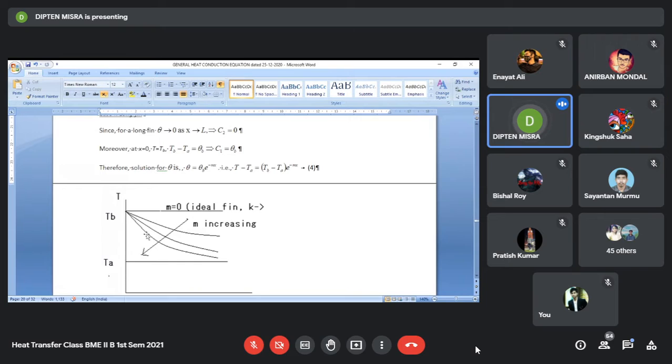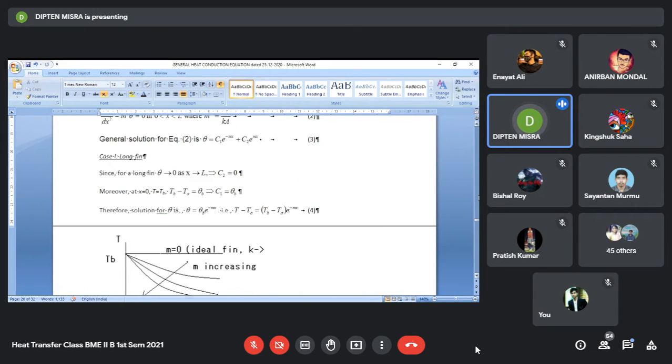So the heat loss from the fin tip may not be negligible compared to the heat loss from the rest of the surfaces. So then we have to take the convection from the fin tip. That is the second type of boundary condition that we will consider. And there is another type of fin boundary condition that we have mentioned, where the fin tip is insulated.